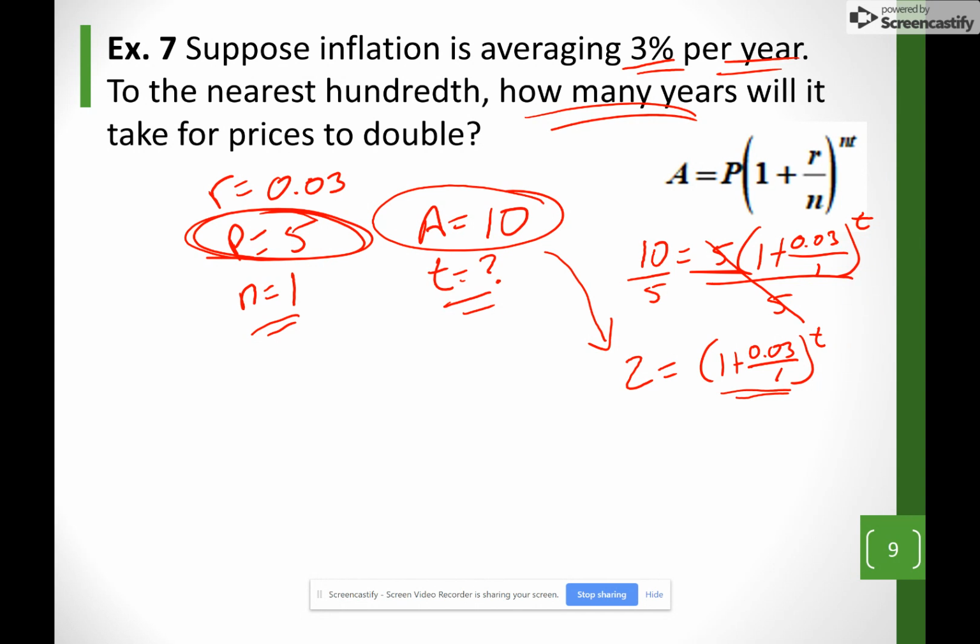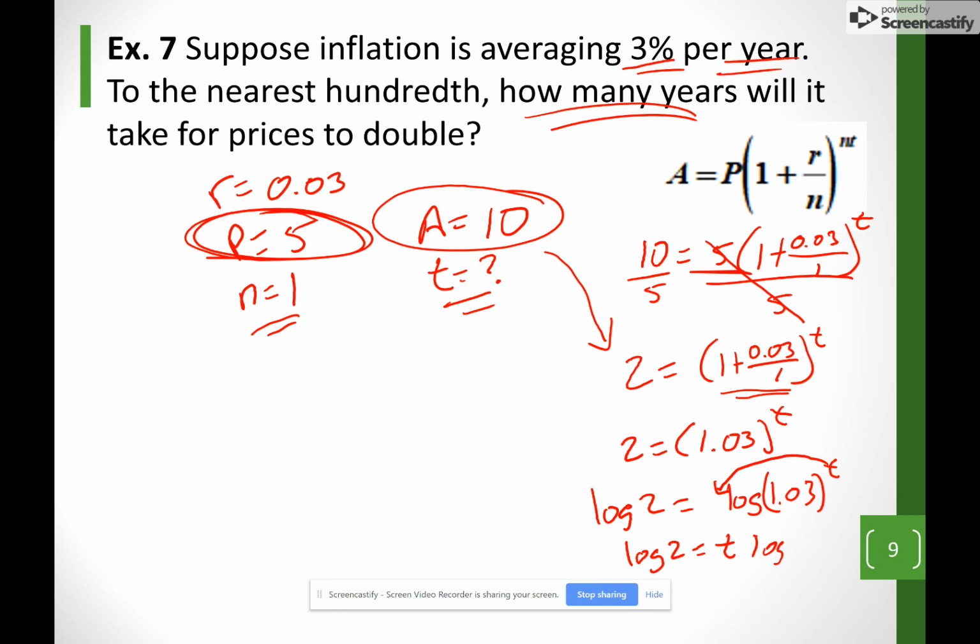0.03 divided by 1 plus 1. I have that 2 is equal to 1.03 to the t. I wish I could bring the t to the front. I could bring the exponent, and we can do it as long as we have logs on both sides. So I'm going to say log of 2 is equal to log of 1.03 to the t. And the reason why, because the t comes as a number in the front. I have that log of 2 is equal to t times log of 1.03.